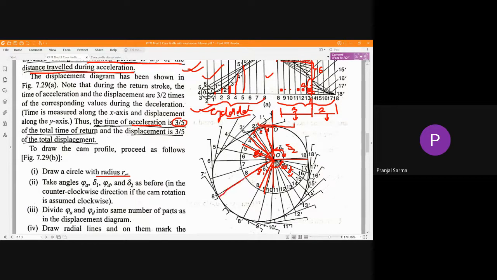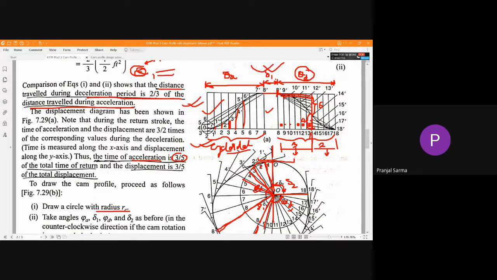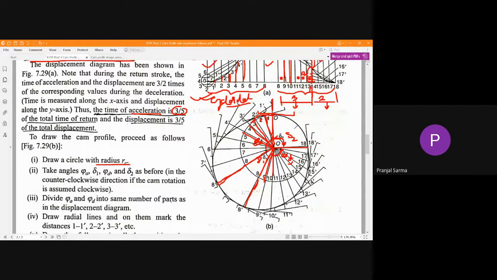After that there is the dwell. For the dwell you can measure, but ultimately it is the same, so directly that same amount you can extend, because there is no movement from the start to the end of the dwell. That means the position of the follower at the end of the dwell period is the same. Similarly, for the descent stroke you will measure all those division distances, and along this line you have to extend.